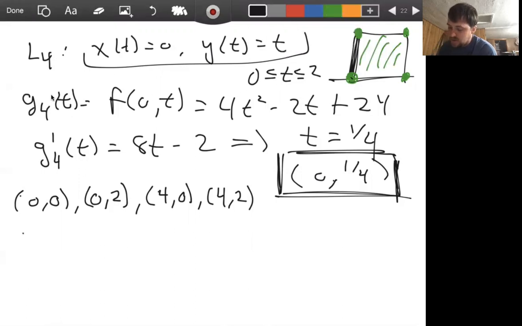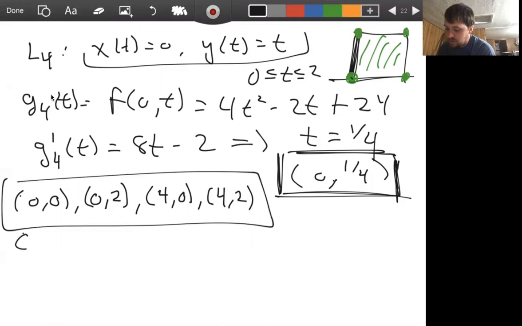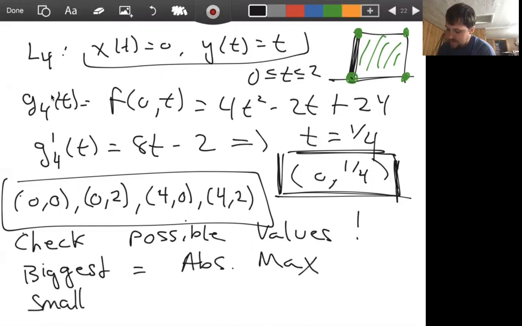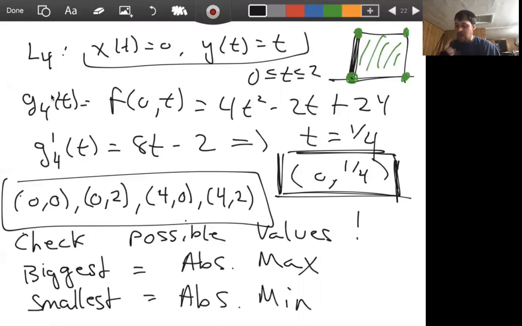Now, how do you check? You come up with all these possible values, and the last step is to check possible values. The biggest equals the absolute max. The smallest is the absolute minimum. Okay, and so what do we do here?